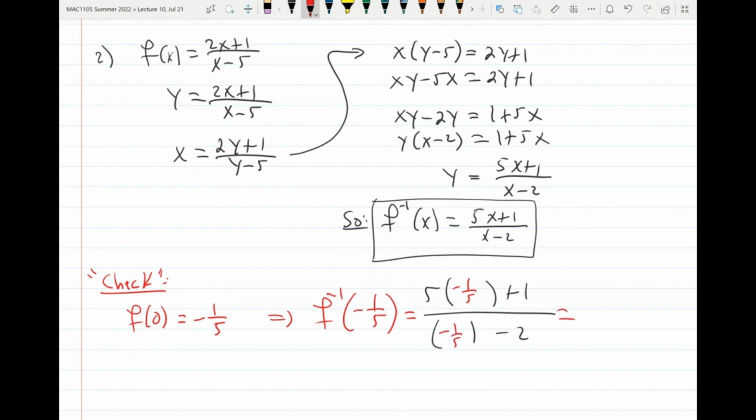So what do we get here? On top we get a -1, so -1 plus 1 over -1/5 minus 2. I don't care what happens in the bottom. The point is that the top becomes 0, and 0 divided by whatever is just 0. Yes? So that means that 0 comes in, -1/5 comes out, that goes into the inverse, and I get back 0. So, because this is the same as this, now at least I have some confidence that that formula is doing what it's supposed to do.